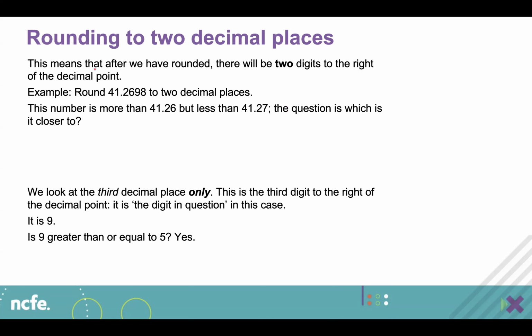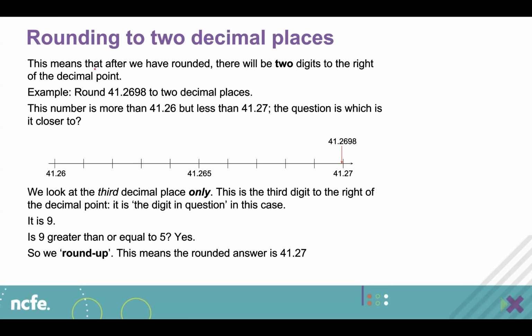It is 9. 9 is greater than 5. Therefore, we round up. This means that the answer is rounded to 41.27. If you look on the number line, we can clearly see that this is closer to 41.27 than 41.26.